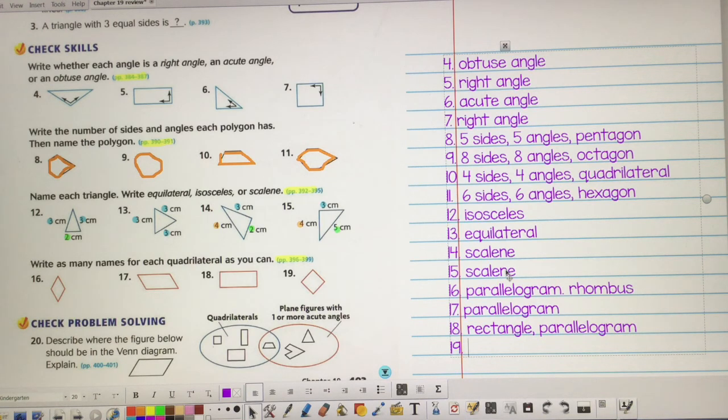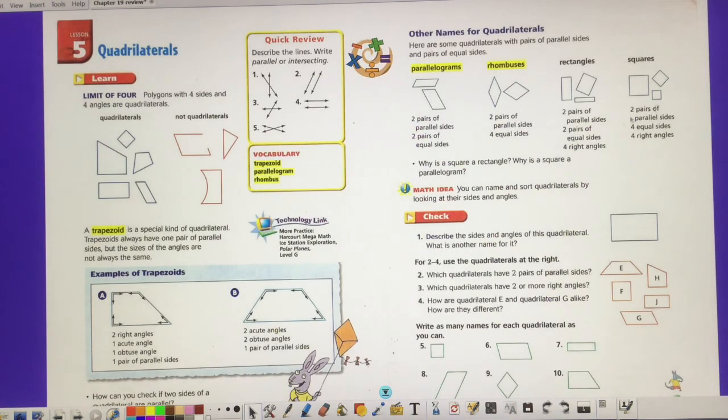Now number 19, do not get tricked by number 19. Kind of looks like a diamond, right? But if I tilt my head, it actually looks like a square, right? So let's go back to the definitions first. Squares, two pairs of parallel sides. Four equal sides, four right angles. So I agree that's a square, right?